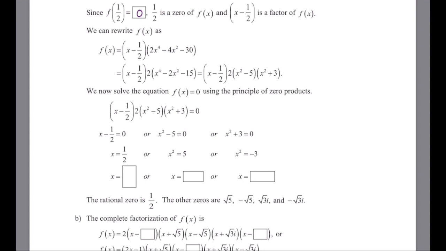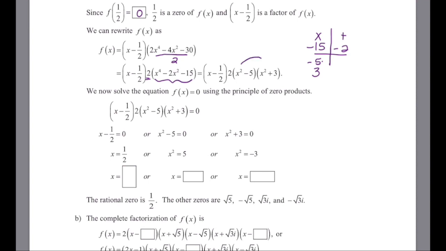Notice that they're all divisible by 2, providing me with x to the 4th minus 2x squared minus 15. Perhaps we could factor this, because factoring is certainly faster than trying to guess many different options. So we need numbers that multiply to -15 and add to -2, which looks like -5 times 3. So its factored form will be x squared minus 5 and x squared plus 3.